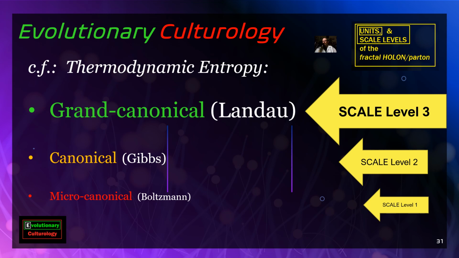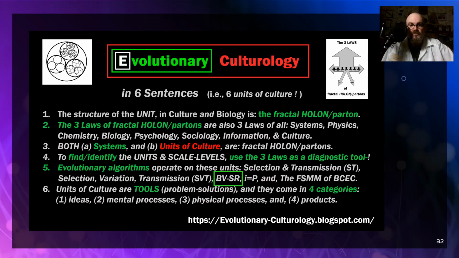Some sort of parallel or equivalent would be in thermodynamic entropy. You've got Landau's grand canonical theory, Gibbs's canonical theory, and then Boltzmann's microcanonical. So same thing, 3 scale levels. The big one applies to the medium and small. Next. There's EvCult in 6 sentences.